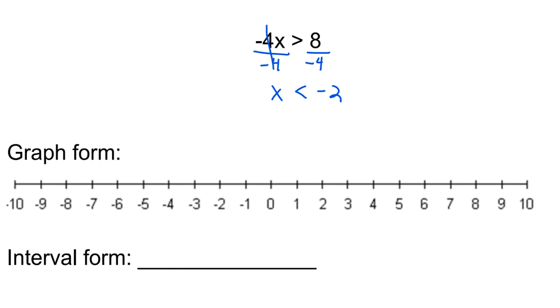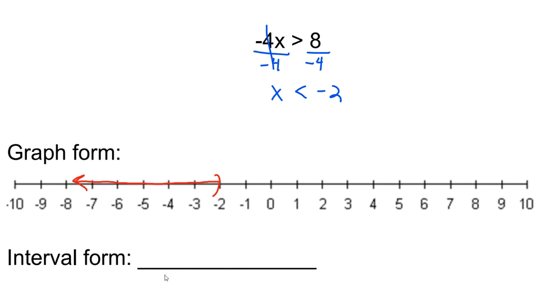Now we're going to graph our solution on the number line. So on negative 2, are we going to use a bracket or a parenthesis? Because we don't see the equal to line underneath it, we're going to use a parenthesis. And we're going to follow our inequality. X is less than negative 2, so we're going to draw our line towards all the numbers that are less than negative 2.